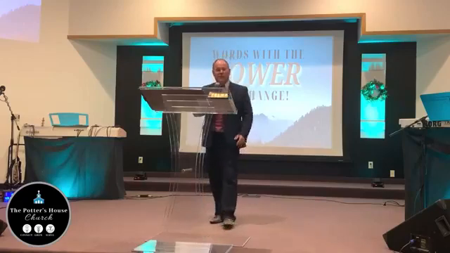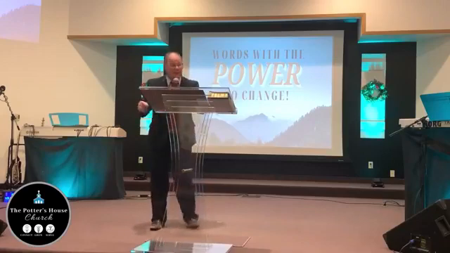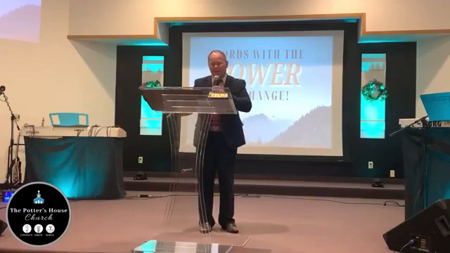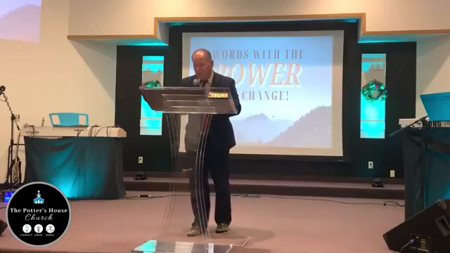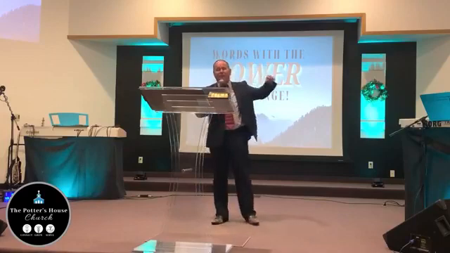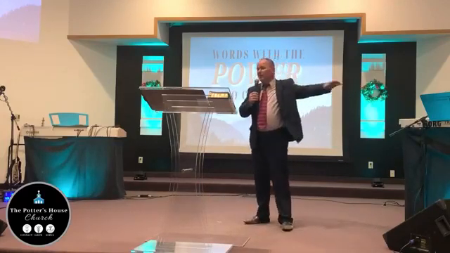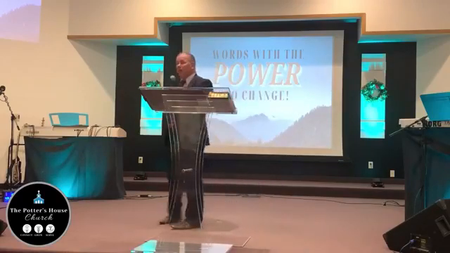Zacchaeus was wealthy because the Romans paid him to collect Jewish taxes, and he was Jewish. He's a traitor in the eyes of the Israelites. But this simple invitation changed his heart so much that he generously said, "I'm giving half of everything I have away to the poor. Giving half of what I had right now to the poor," because it changed him.